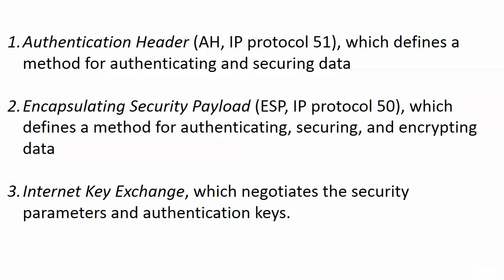The first one, authentication header, usually referred to as AH or IP protocol 51 or just protocol 51. I think you should know the AH and ESP numbers, because I've seen Cisco documentation and some non-Cisco VPN material that make a lot of references just to the numbers. So AH, it defines a method for authenticating and securing data. But I think there's a word missing from there.